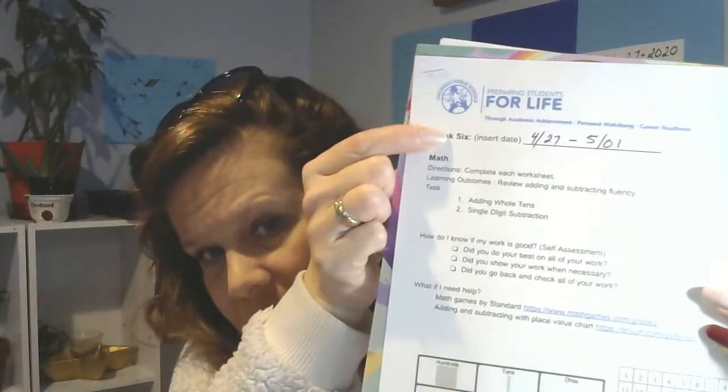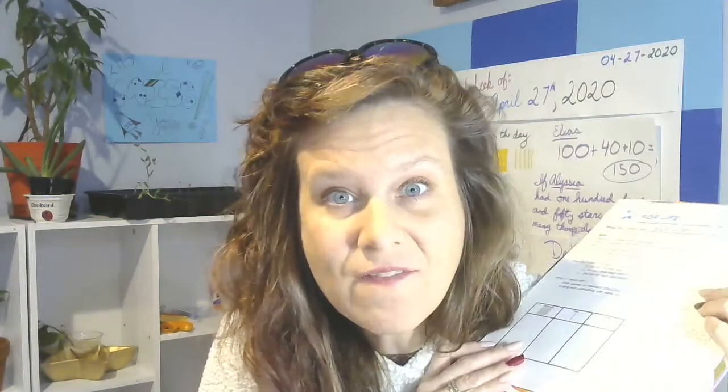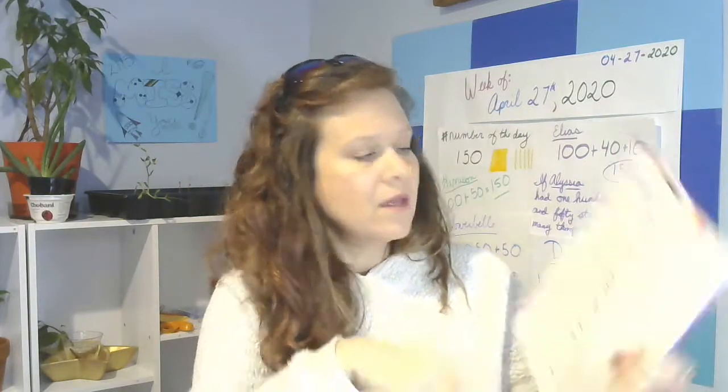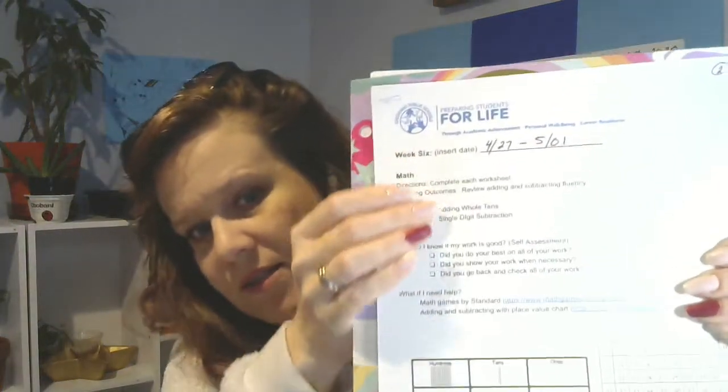So we are in week 6. This is from April the 27th through May 1st. Friday this week is going to be the beginning of May. Our first page always has some expectations and our place value chart and hundreds chart to help us with our work.